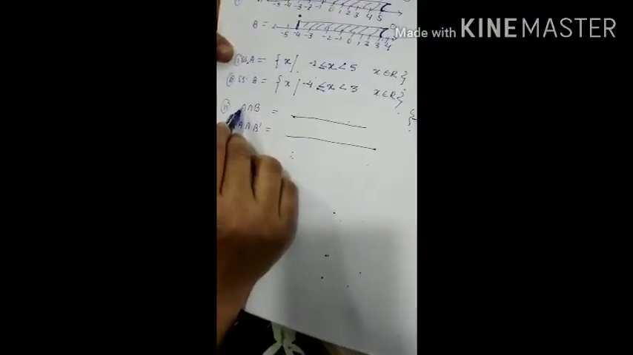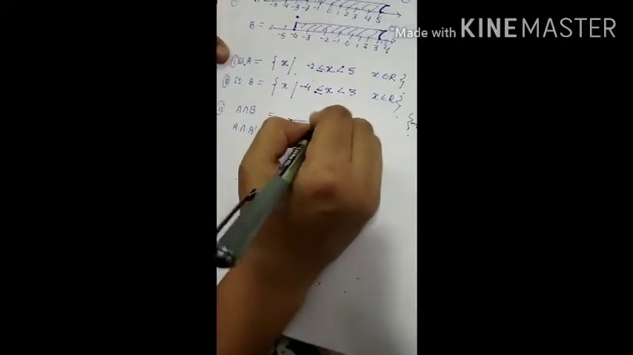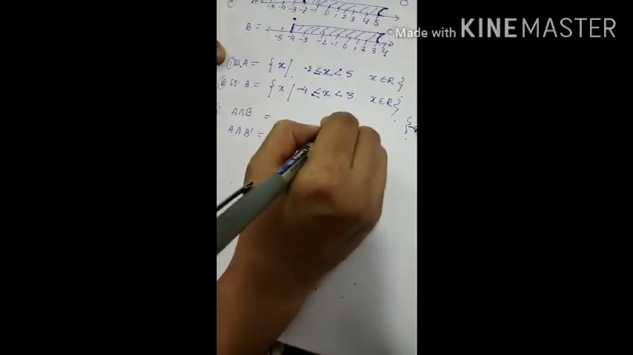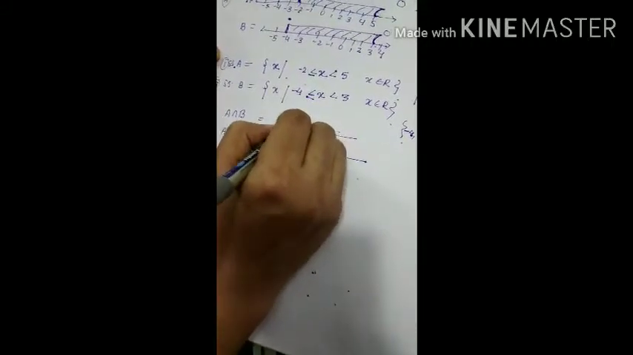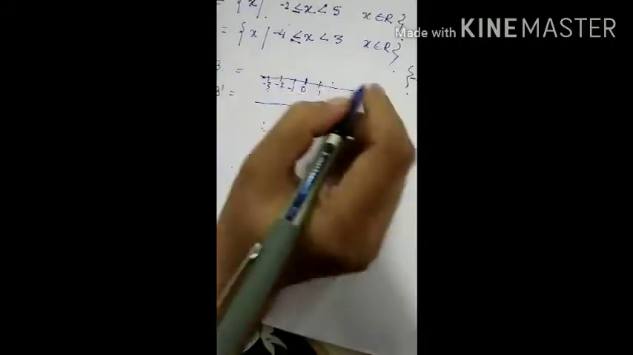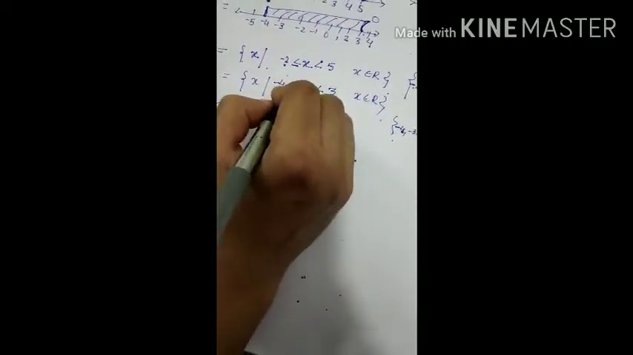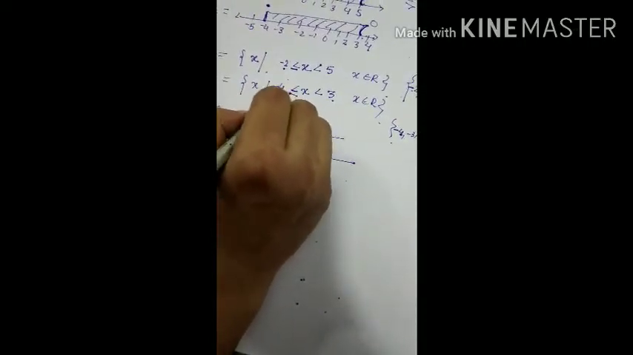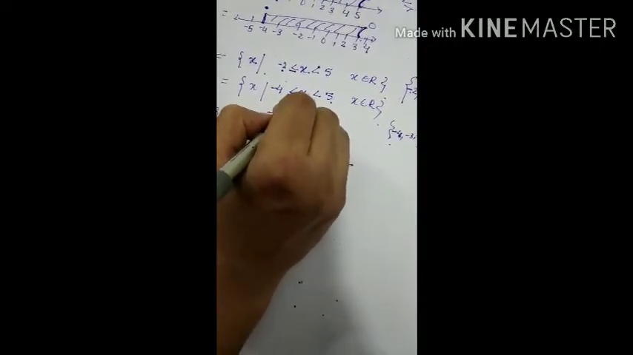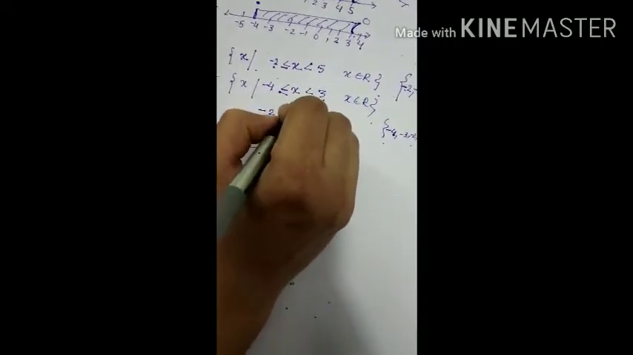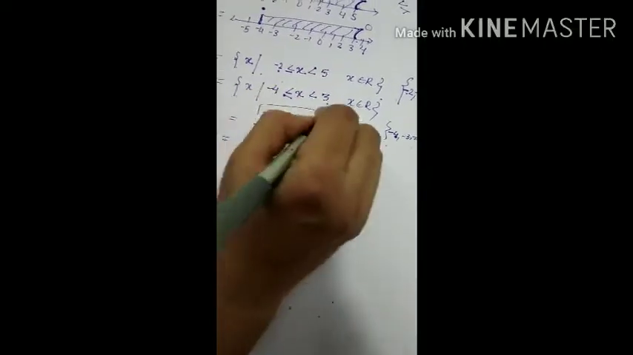Intersection means the common numbers between A and B, and they are asking you to show it on a number line. So make a number line with positive as well as negative numbers. As you can see, you have common numbers. What will be my A intersection B? My A intersection B will have common numbers starting from minus 2, since B starts at minus 4, and going up to 3. So of course my A intersection B will have the solution set minus 2 less than or equal to x less than 3, for sure.